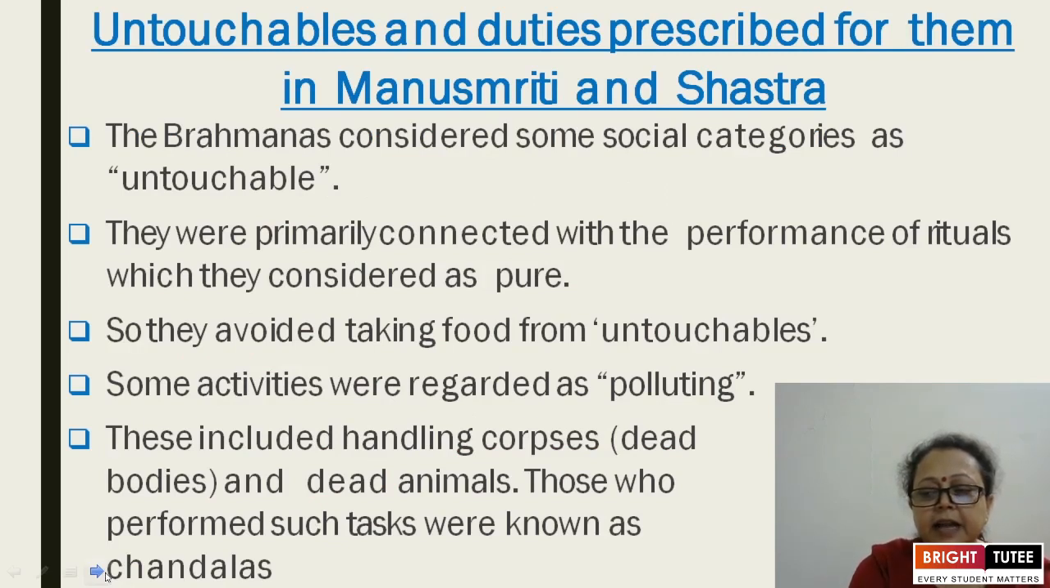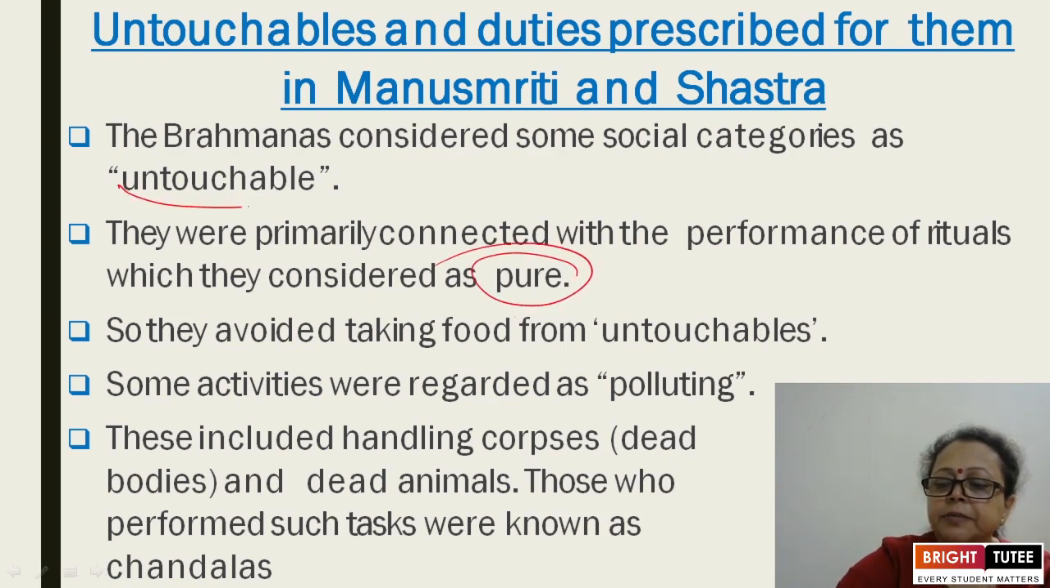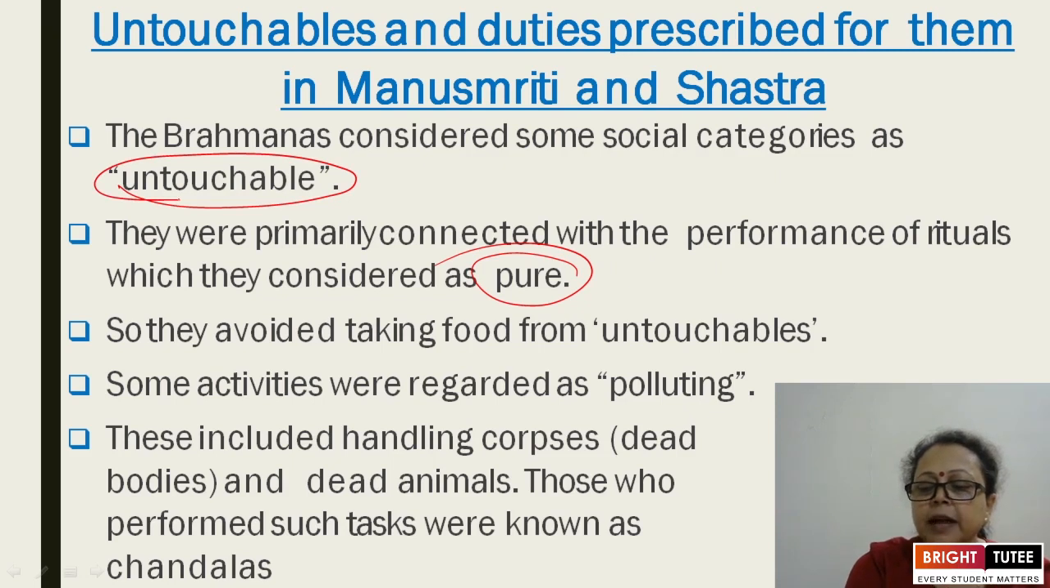Untouchables and the duties prescribed for them in the Manu Smriti and Shastras. According to the Dharma Shastras, there was the subordination of the untouchables and conflict. The Brahmins considered some social categories as untouchable. They were primarily connected with the performance of rituals which they considered as pure. This is a concept developed by Brahmins. So they avoided taking food from untouchables.